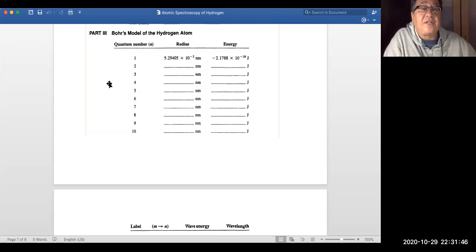Now, I want you to notice that the radius says times 10 to the minus 2 nanometers. So we want all of our answers to be times 10 to the minus 2 nanometers. And the energy is all times 10 to the minus 18 joules. So we want all of our answers to be times 10 to the minus 18 joules. And what I'm going to do is show you how you can do that fairly easily based on the formulas that we were given at the beginning of the writing.